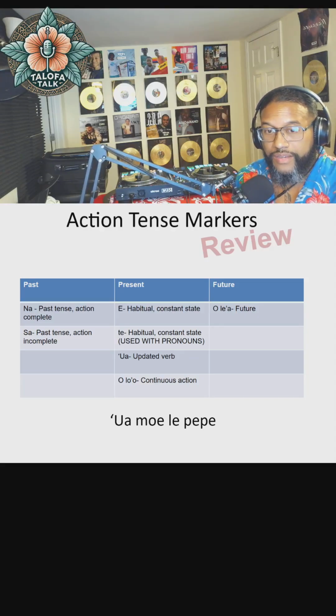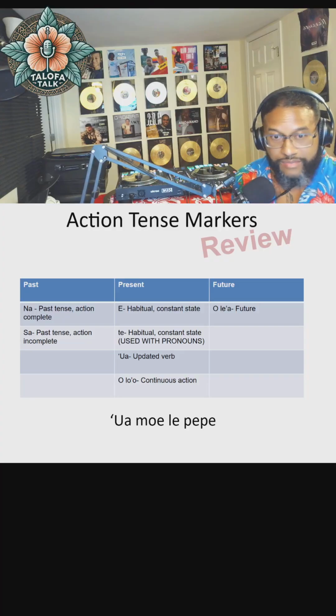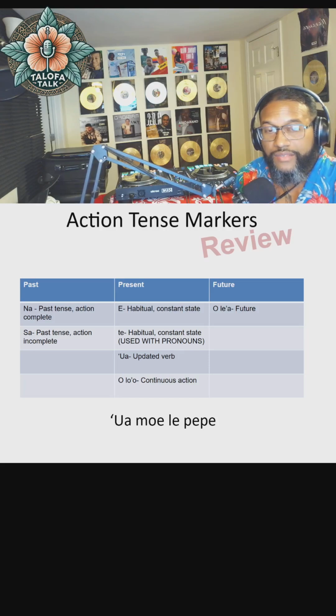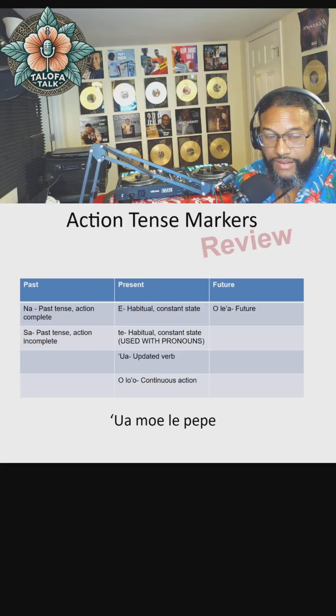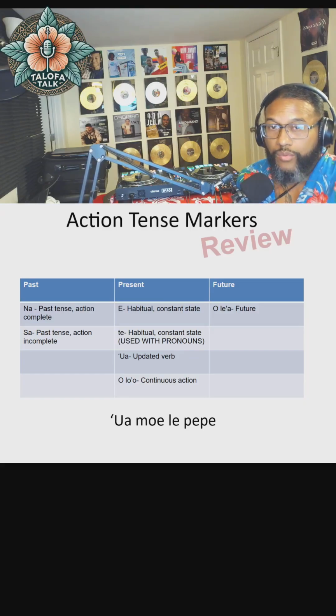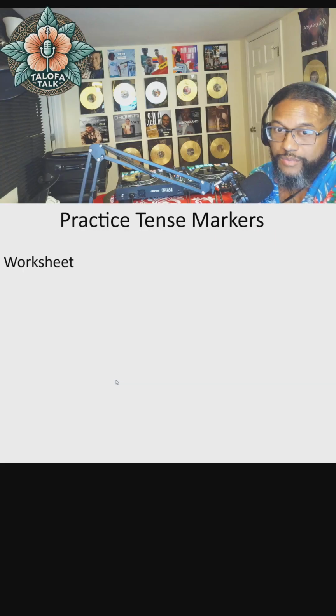Olo'o moi le pepe is the baby is sleeping. The baby is asleep. This is what the baby is doing right now, presently. And then ole'a, which would actually have the emphasis mark over the a, is future tense: the baby will sleep. We'll talk about that another time. I don't want to take up too much time.